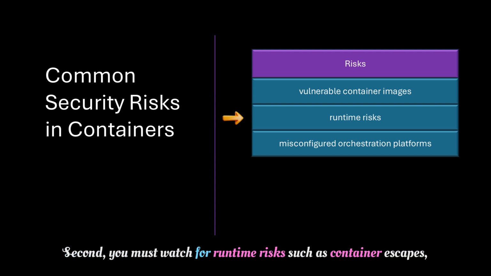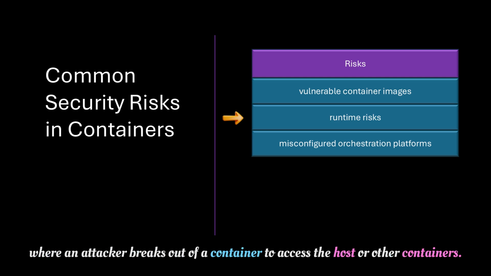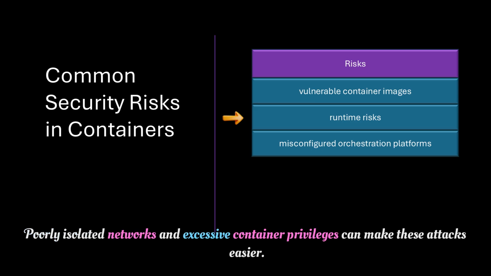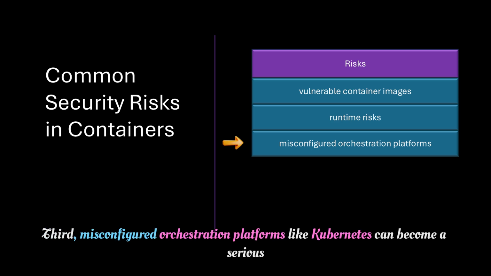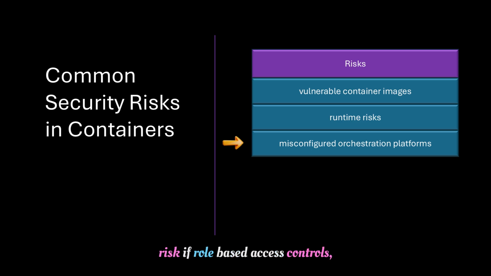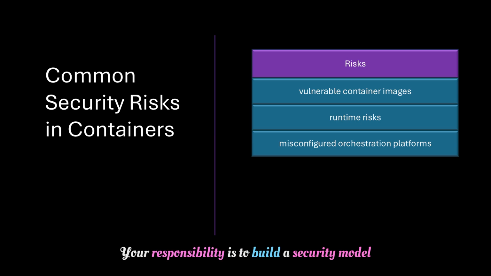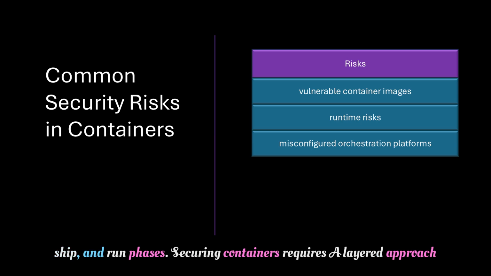Second, you must watch for runtime risks such as container escapes, where an attacker breaks out of a container to access the host or other containers. Poorly isolated networks and excessive container privileges can make these attacks easier. Third, misconfigured orchestration platforms like Kubernetes can become a serious risk if role-based access controls, RBAC, network segmentation, or audit logging are not properly enforced. Your responsibility is to build a security model that addresses all these risks across build, ship, and run phases.